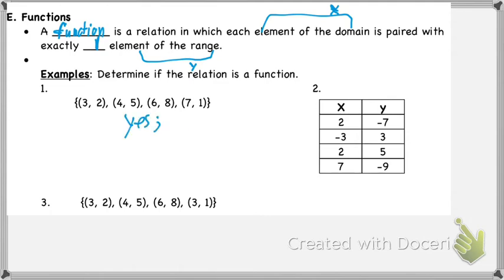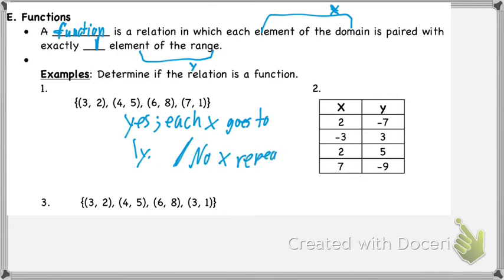And a reasoning could be each x goes to 1 y. Another way you could think about it is that no x repeats. It'll make a little bit more sense when we get to number 2. So if it doesn't repeat, then it's a function. Yes, that can be part of the way we'll tell. And I'll talk about it more with number 2. It's going to make a little more sense.